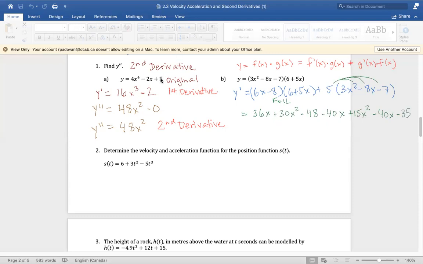So again, like terms here, use your different colors. I have an x, I have an x, I have an x. I have an x squared, and the sign goes with it, and I have an x squared, and then the constants. So that's going to condense to what? Let's do our squareds first. So y prime would be 30x squared plus 15x squared, so 45x squared. Cross out. Then my x's, 36 minus 40 would be negative 4 minus another 40.